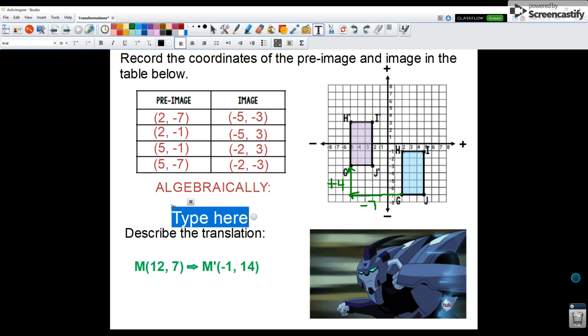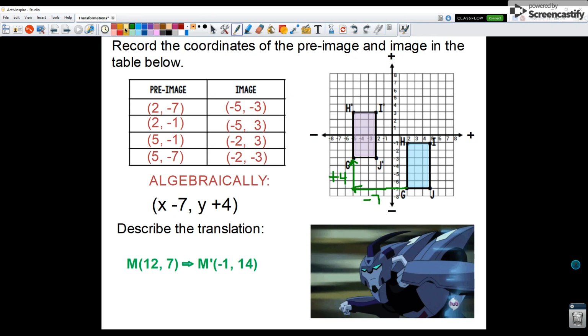Algebraically, what is that actually looking like? It's affecting the x value. So the x value is getting subtracted by 7 because it's moving left 7. And the y value was going up 4, so we're going to add 4 to each of the y values. So if I take 2 minus 7, I'm at negative 5. Negative 7 plus 4 gets me to negative 3.